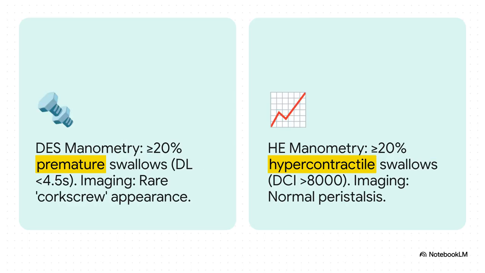And this is what that looks like on our tests. For DES, the smoking gun on manometry is premature swallows. At least 20% of swallows have to have a distal latency of less than 4.5 seconds. And that classic corkscrew esophagus you see in textbooks, yeah, you almost never actually see it. For HE, the signature is that raw power: hypercontractile swallows with a distal contractile integral, or DCI, over 8,000. The timing is fine, it's just way too strong.